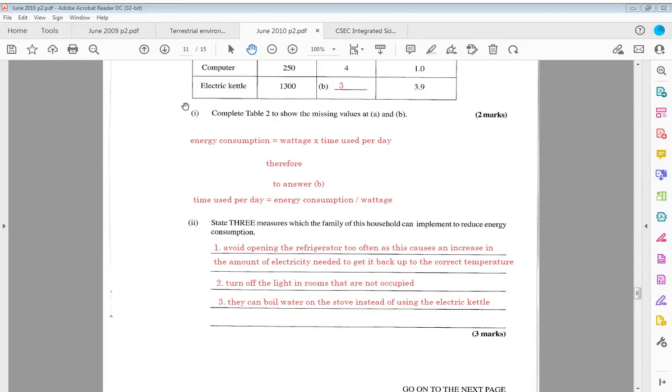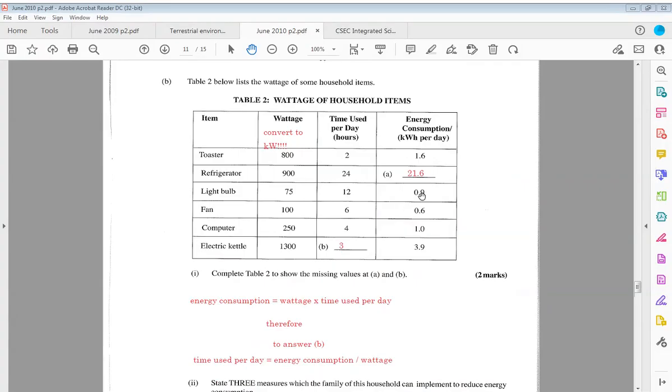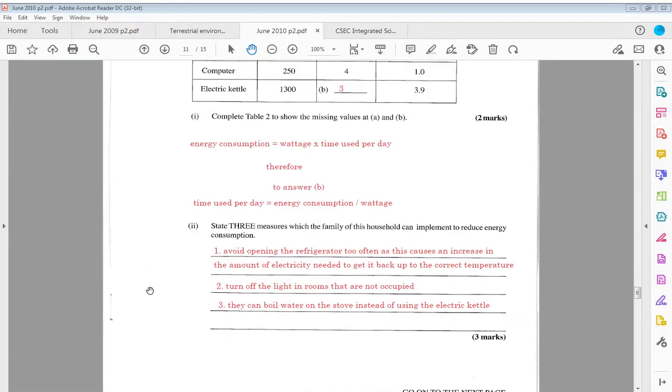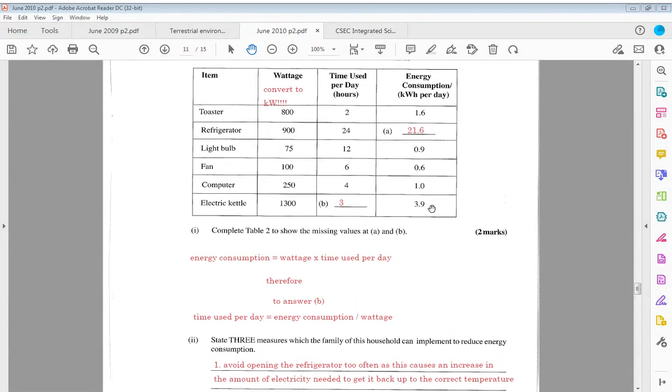The second thing, if we look at the light bulb, for 12 hours, right? Even though it's not much energy being consumed, we could still break it down at this point by suggesting that you turn off the lights in rooms that are not occupied. And three, the electric kettle, even though it's just 3 hours they're using it for, look at how much energy is being consumed by that.